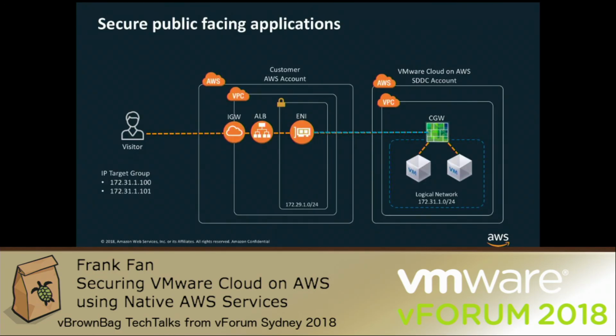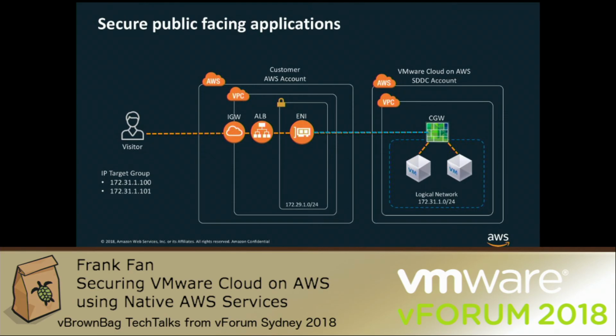Now we've talked about structure. Let's get into the security, how you're going to leverage cloud-native services to enhance security. For example, you have your public-facing applications up and running on VMware Cloud on AWS.